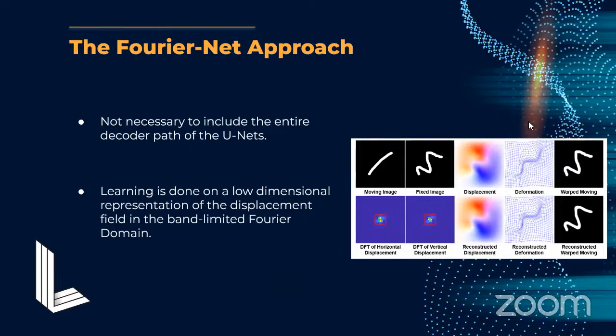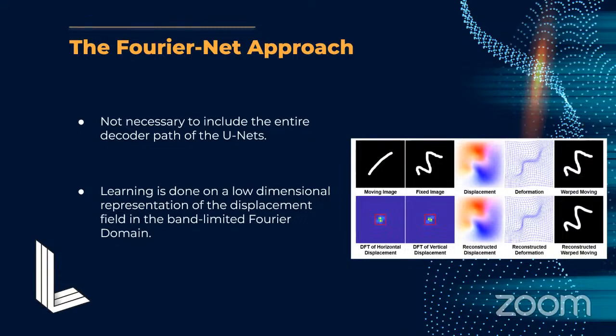As you can see in this image, the top row is the original moving image, fixed image, and the displacement field and the deformation field that we got from them. The bottom row shows the coefficients that we get from the band-limited Fourier domain. It shows that just these few coefficients are necessary to get a full resolution reconstruction of the displacement field with high accuracy. So what the Fourier model is doing is learning such a representation of the displacement field.